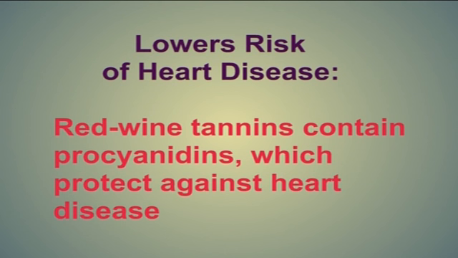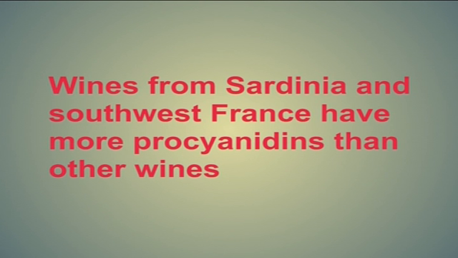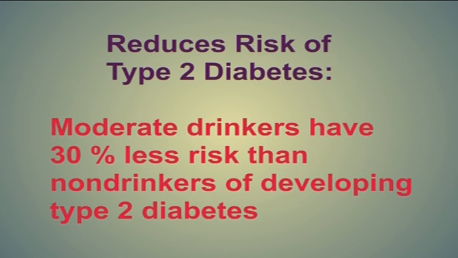Red wine tannins contain procyanidins which protect against heart disease. Wines from Sardinia and southwest France have more procyanidins than other wines. Reduces risk of type 2 diabetes. Moderate drinkers have 30% less risk than non-drinkers of developing type 2 diabetes.